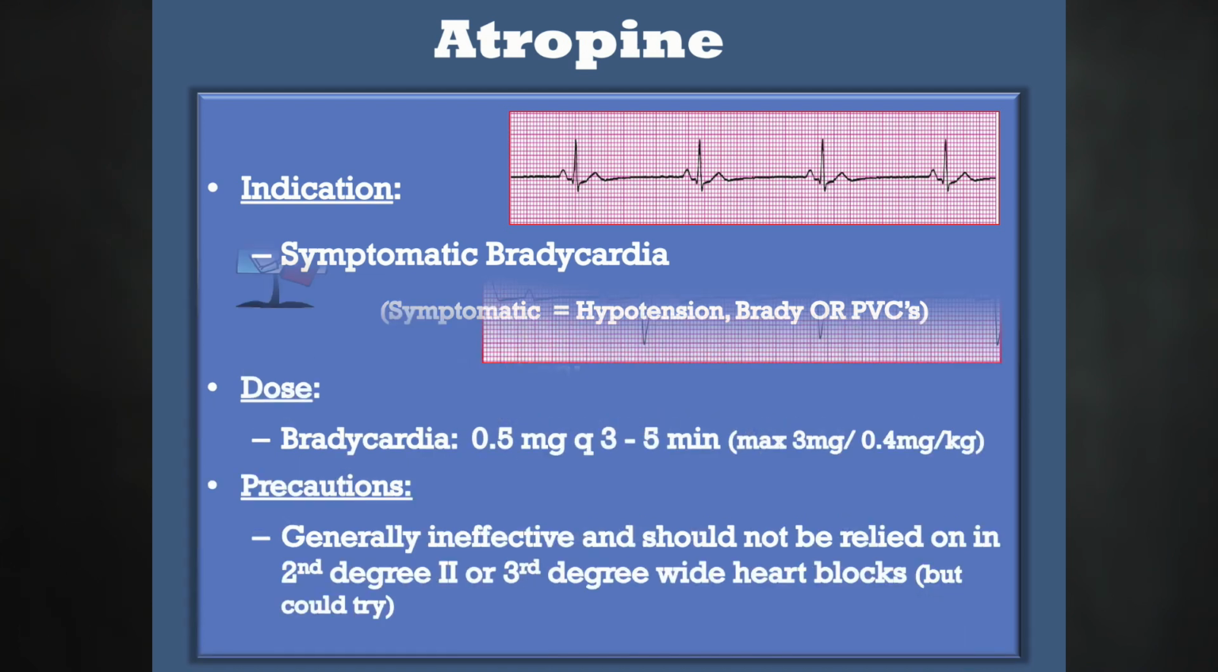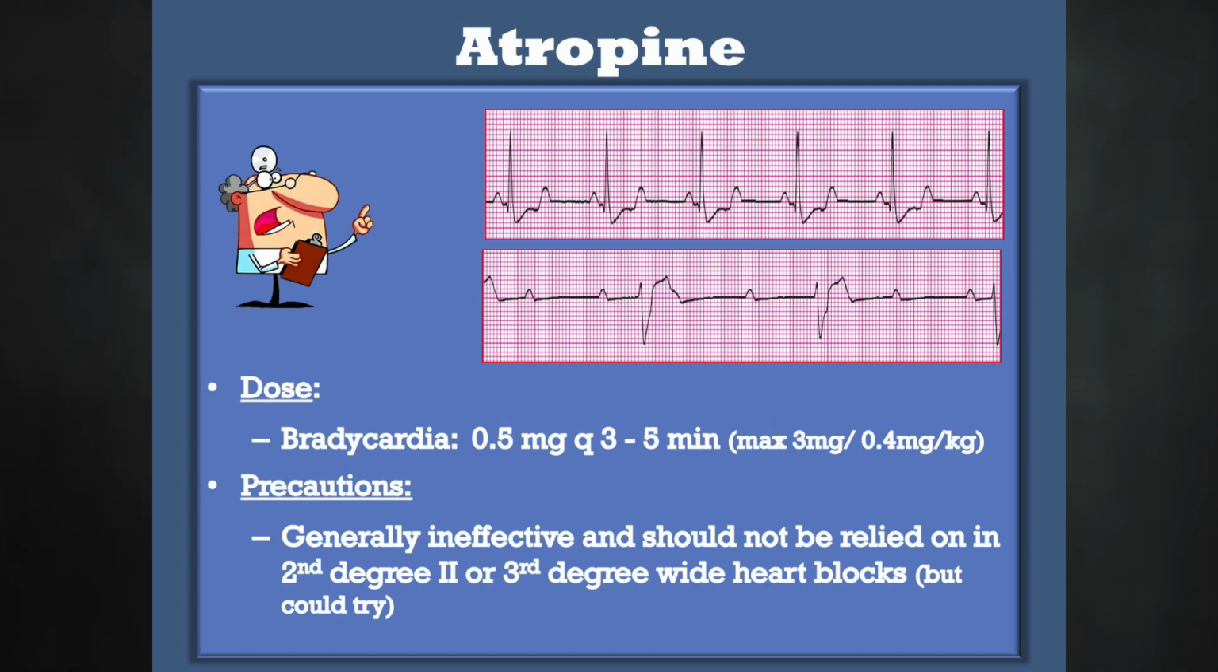The dose on this is 0.5 milligrams, and that can be repeated up to about 3 milligrams, or the book dose is 0.4 milligrams per kilogram. We have to be cautious if we think about what I said this medication does. This medication increases the number of P waves that you get, which hopefully increases the number of QRSs. If the patient's in one of the heart blocks where there's more P waves than QRSs, and we give atropine to increase the P waves, we don't necessarily get more QRSs.